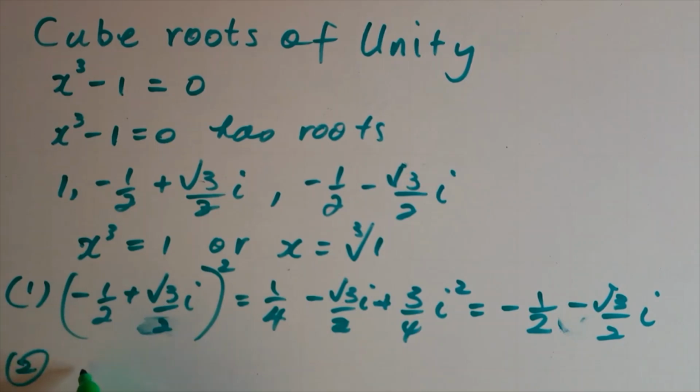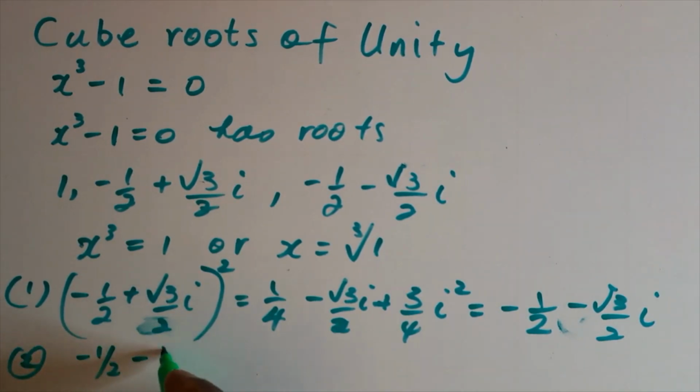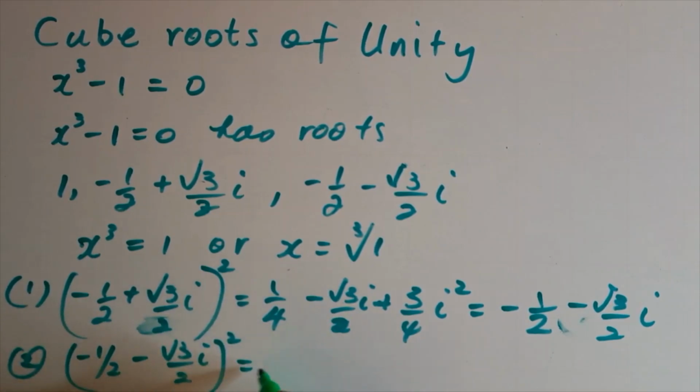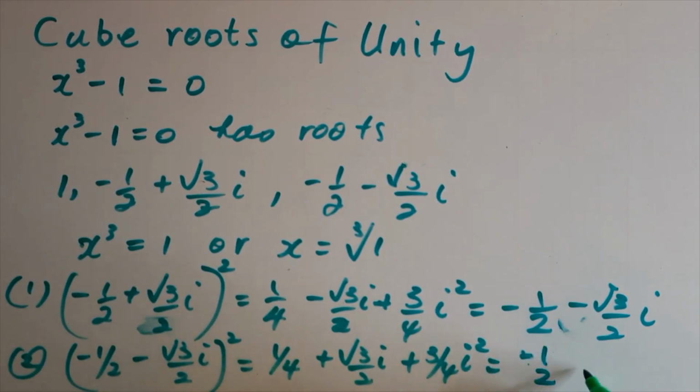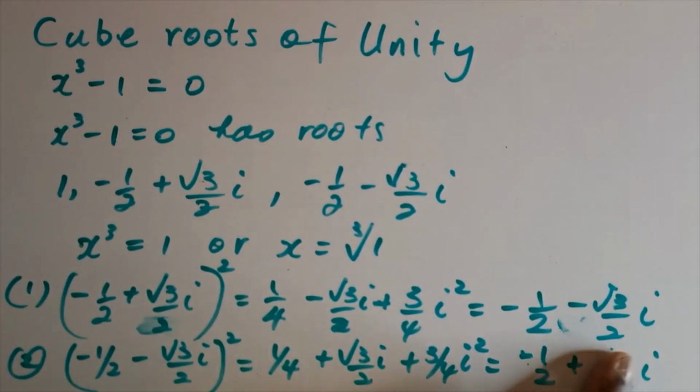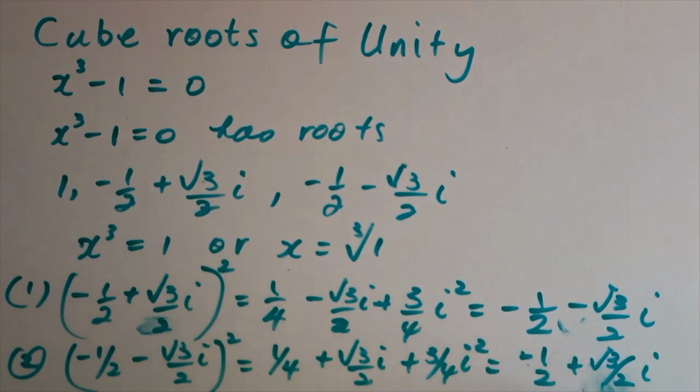And the other property is if we start with minus a half minus root 3 over 2i, and we square this, we have a quarter add root 3 over 2i add to 3 over 4i squared, and this is equal to minus a half add root 3 over 2i.